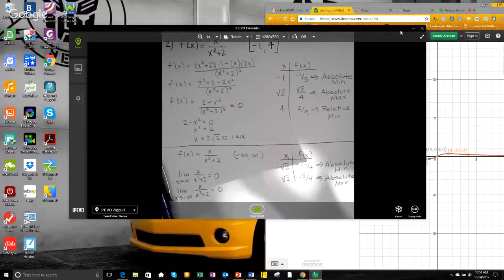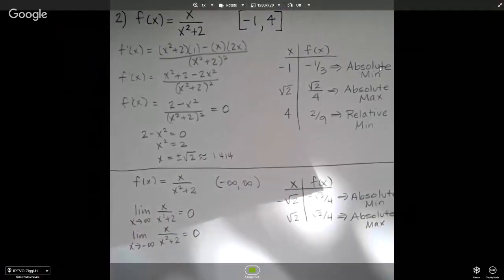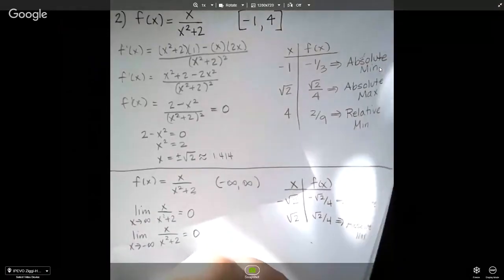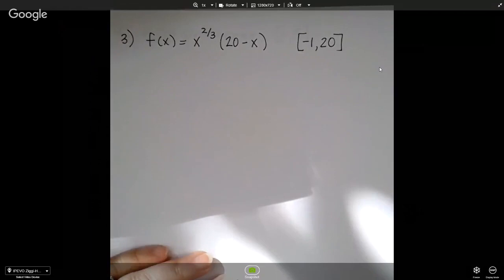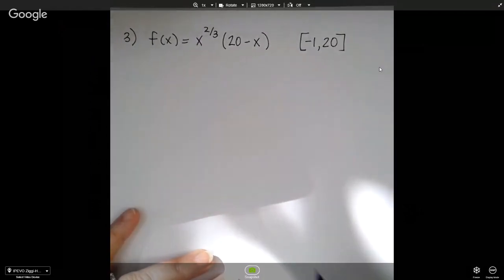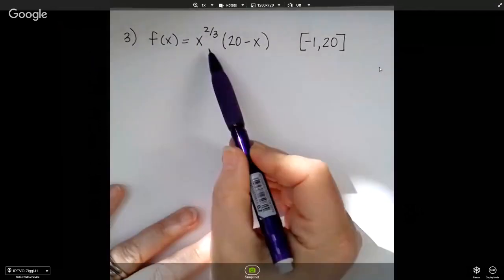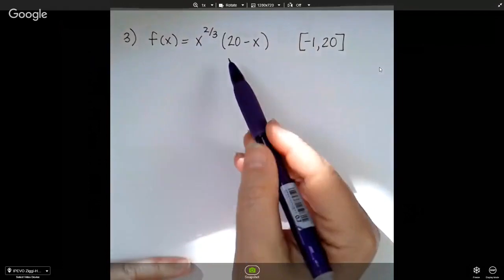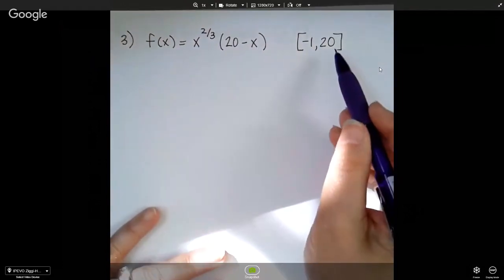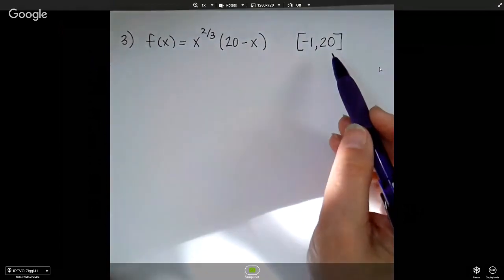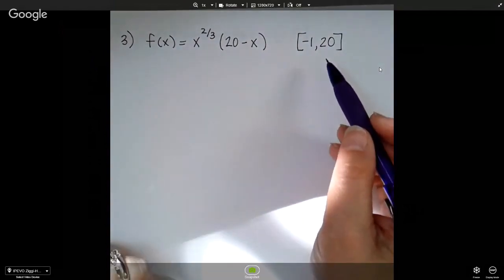All right, so another example really quickly. What happens if I have a power function and a line together? Well, first of all, this function is continuous because I don't have any denominators that'll be equal to 0, no jump discontinuities or removable discontinuities, and I have a closed interval. So I'm guaranteed to have, by the extreme value theorem, an absolute max and absolute min. So we're on the hunt for that.